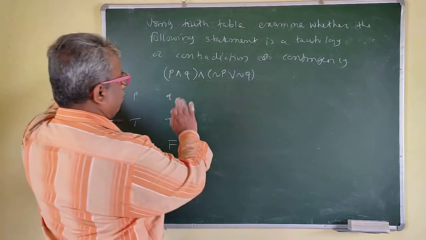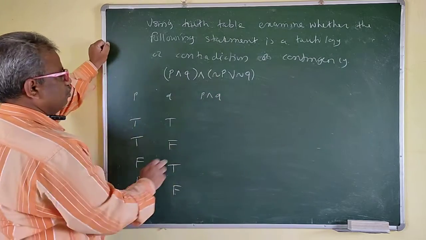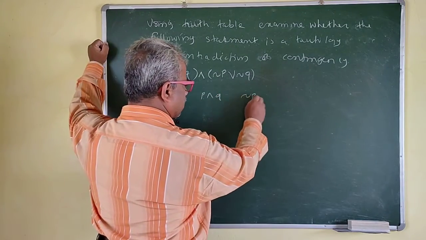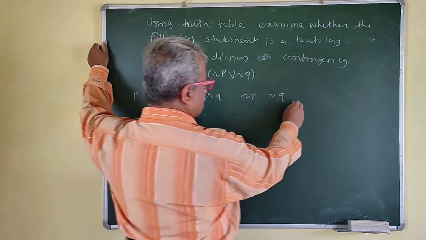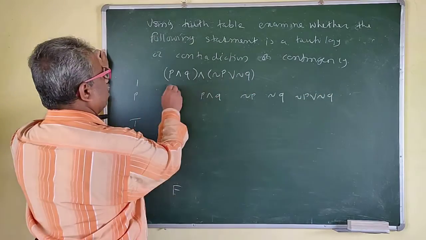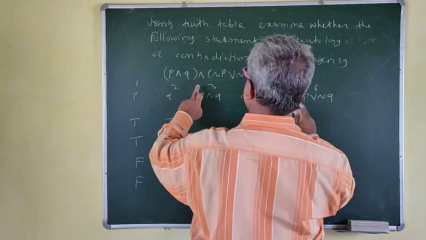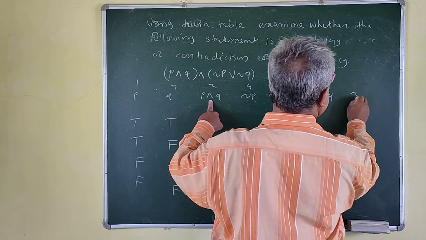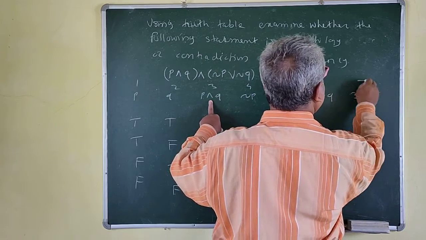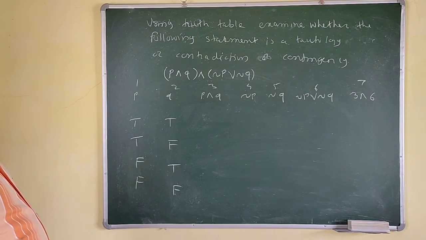Now we'll solve the brackets first. So P and Q, P and Q. Just we write negation P, negation Q, then negation P or negation Q. So this is 1, 2, 3, 4, 5, 6, and we write the conjunction of 3 and 6. This will be your column 7.